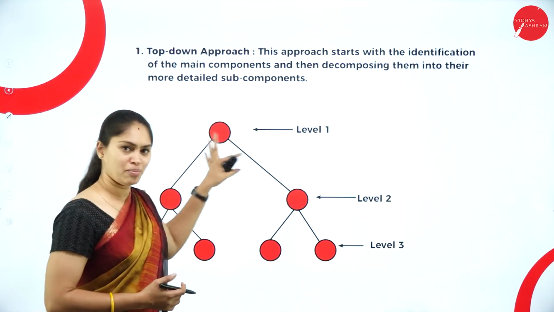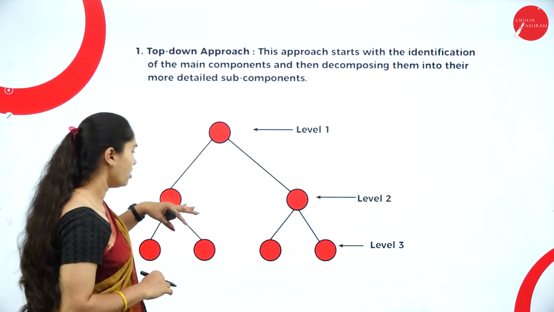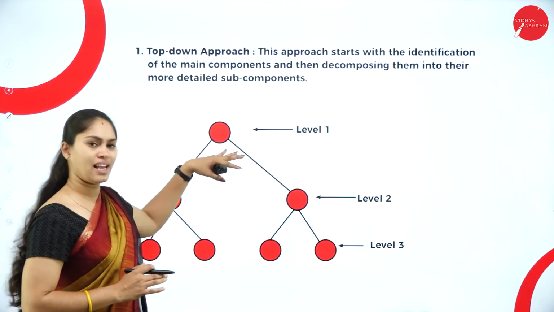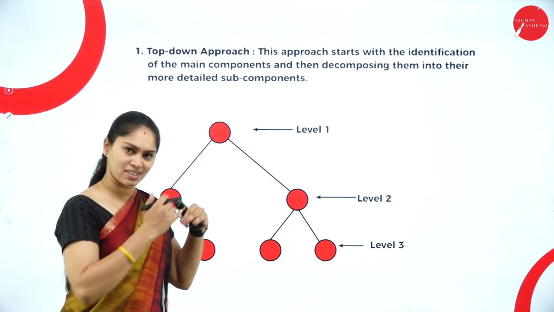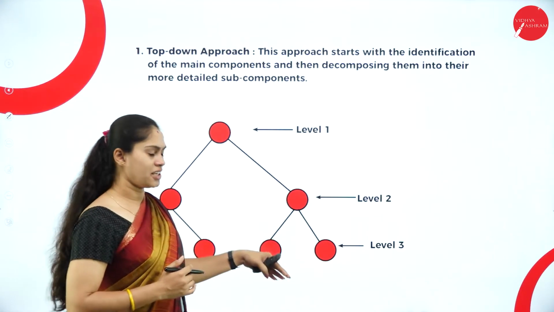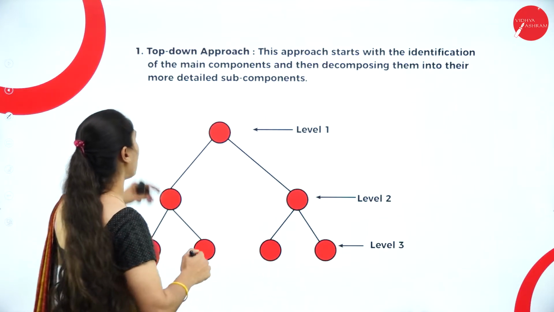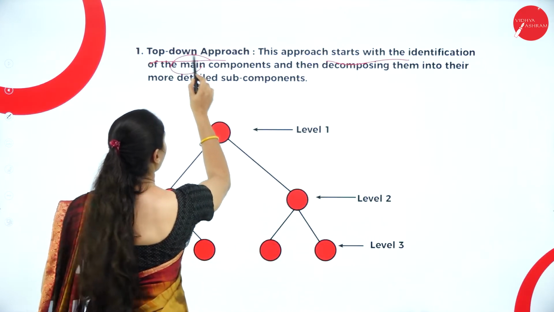So the module is going to be divided into a number of sub-modules, and each module is going to give a certain resultant. That is what the top-down approach is. At level 1, the complexity will be high. When it reaches level 2, the complexity is somewhat reduced. When it reaches level 3, again the complexity is minimized. So the top-down approach starts with identification of the main component.